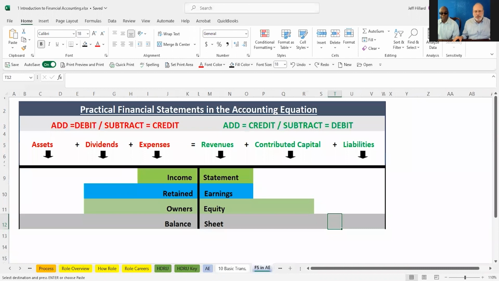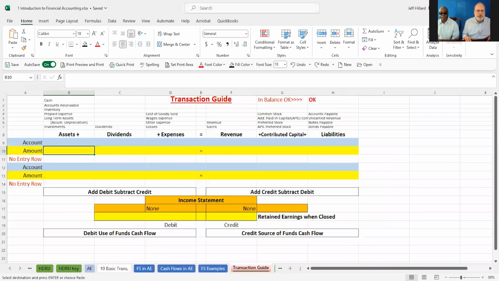This is something that's literally hot off the press, but it's so cool. It's called the transaction guide. It's in red. All your accounts, major accounts, are listed above here. Assets plus dividends plus expenses on the left, revenue, contributed capital, and liability on the right. So let's say you're going to buy something.